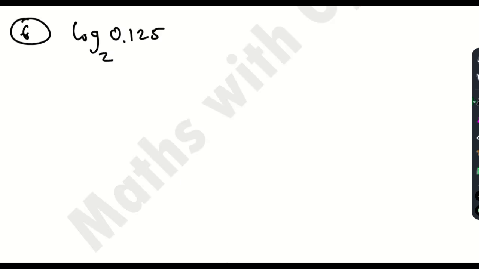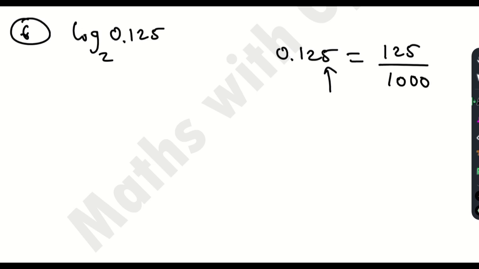This is quite interesting. Now we have a decimal number. Don't worry, it's also very easy. 0.125, we'll have to change it to a fraction. How do you convert 0.125 to a fraction? You look at the last digit, which is 5. What is the place value of 5? It is thousandth. So you have to divide 125 by 1000, okay?